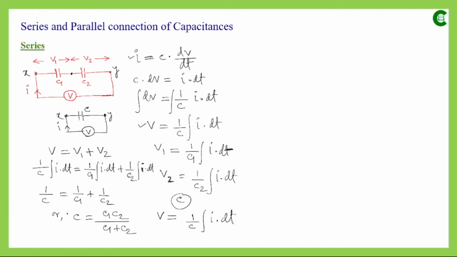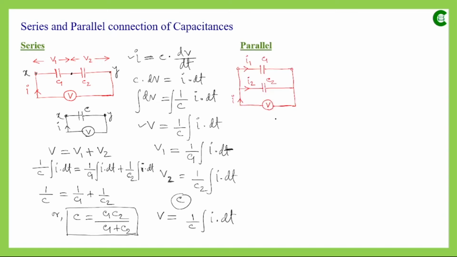So here the equivalent capacitance value of a series connection between two capacitors is this, and this pattern or this formula is same as the parallel connection between resistors or parallel connection between inductors. So this time in case of capacitor it is the opposite. Now we'll go to the parallel connection of two capacitors.